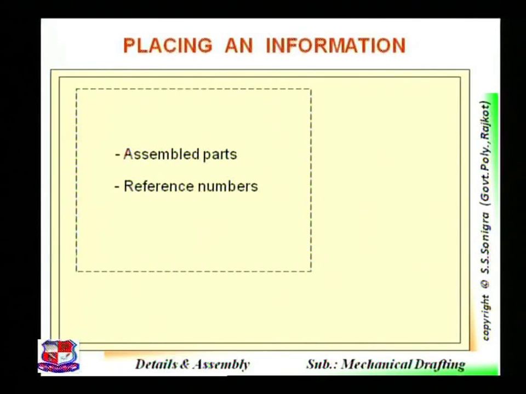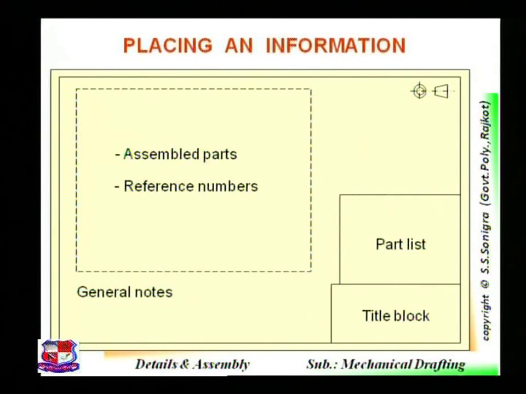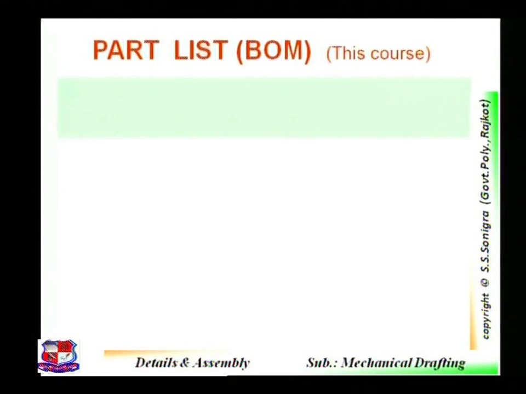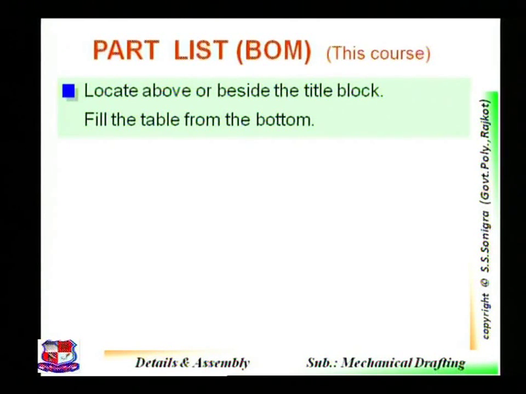Now, placing the information: how to place assembled parts, and reference numbers are to be put over here. General notes, title blocks, part list. This is just an outline of how to place the various things on a drawing sheet. Now first, the part list, or bill of material. Locate it above or beside the title block. It is general practice to locate the bill of material above the title block or beside the title block.